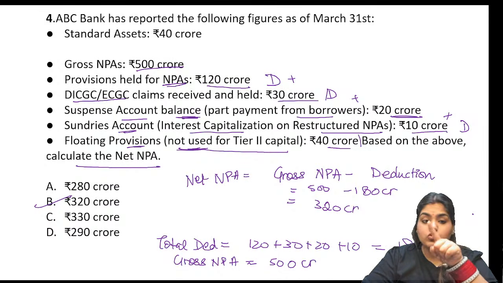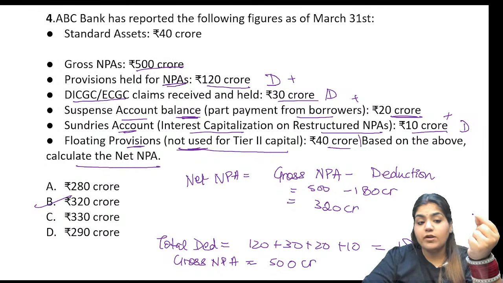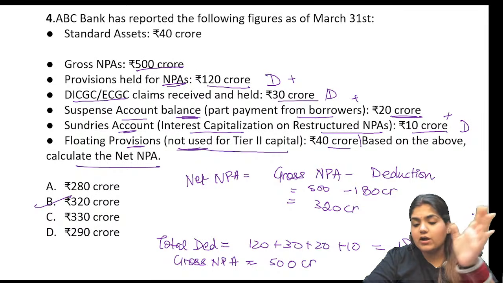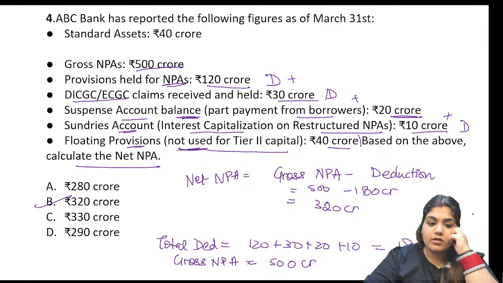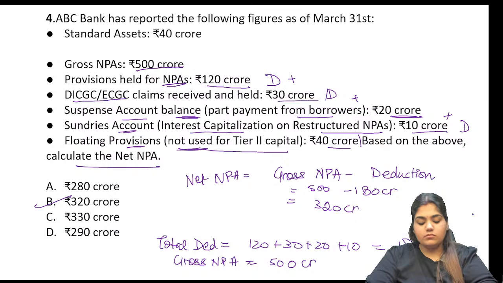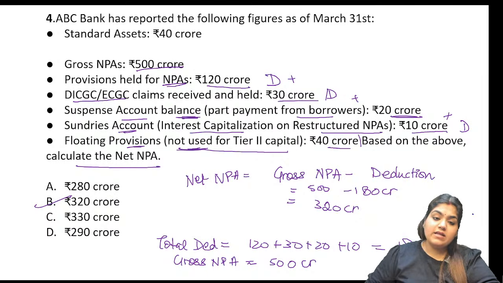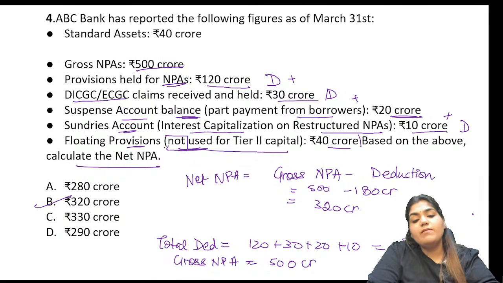they are not used. If the floating provisions used had been written, or the bracket part had not been written, we would have added 40,000 more. We have to make sure that the word not is written, and that will make the changes. If this word not was not used, then we would have subtracted 40 more and then we would have gotten 280 crores.